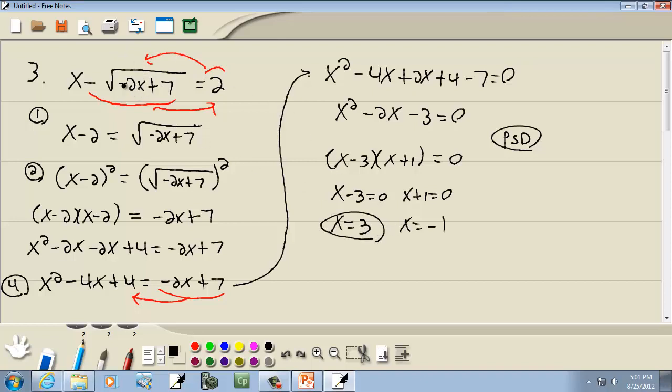For the negative 1, I'd have negative 1 here, minus. If I put negative 1 in here, negative 2 times negative 1 is a positive 2, plus 7 is 9. Square root of 9 is 3. So we got negative 1 minus 3. That does not give us 2. So that one crosses off. So our only answer is the 3.